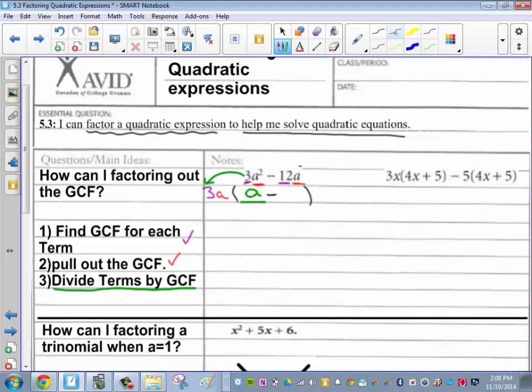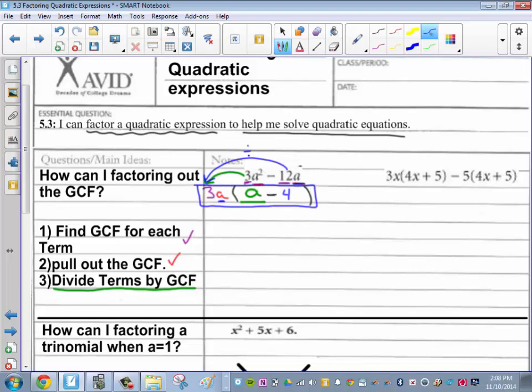And then let's take a look at our other term right here. Here I had this 12. I pulled out a 3. When I pulled out a 3, I'm really dividing by 3. So what's 12 divided by 3? Well, 12 divided by 3 is 4. And I pulled out this a right here. Since I only had one a and I pulled out an a, there are no a's left. So here is my final solution: 3a times (a minus 4).